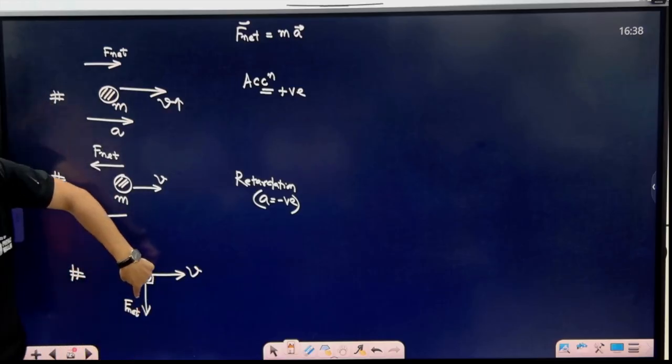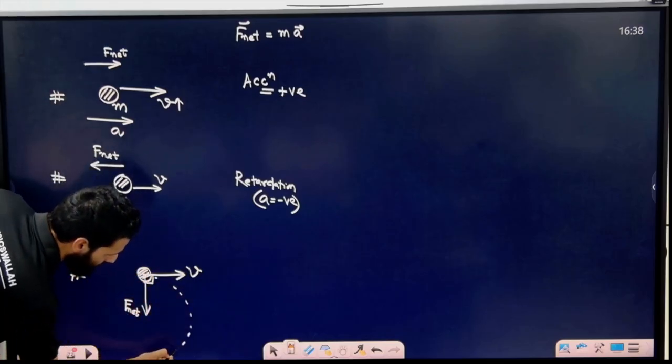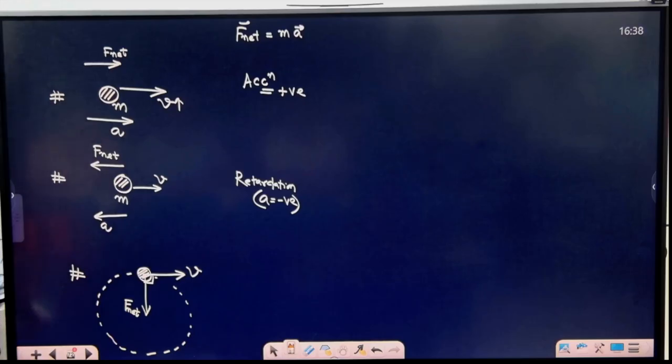And this force will provide you centripetal force. And this thing is going to move like this, in a circle, and perform uniform circular motion.